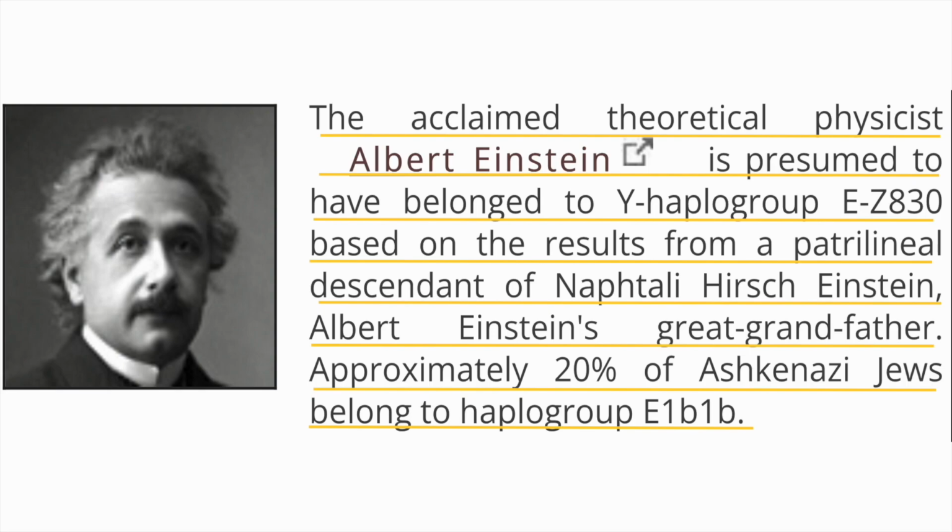The acclaimed theoretical physicist Albert Einstein is presumed to have belonged to Y haplogroup E-Z830, based on the results from a patrilineal descendant of Naphtali Hescher Einstein, Albert Einstein's great-grandfather. Approximately 20% of Ashkenazi Jews belong to E1B1B.